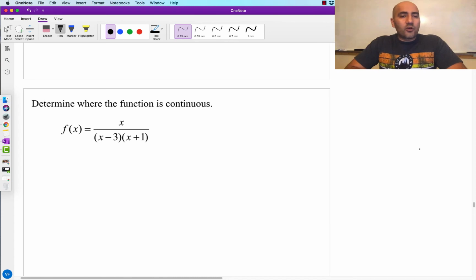What about this one? Determine whether this function is continuous or not. Okay, so it's a rational function. And one of our properties indicated that all rational functions are continuous on all real numbers except whenever the denominator equals 0. And we can see that this is going to result in a 0 whenever x equals 3 or whenever x equals -1. Right? So let me point that out.